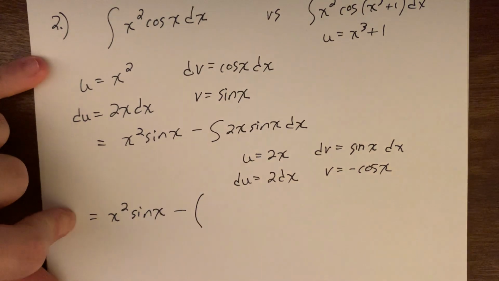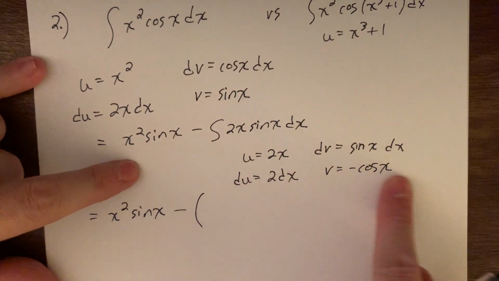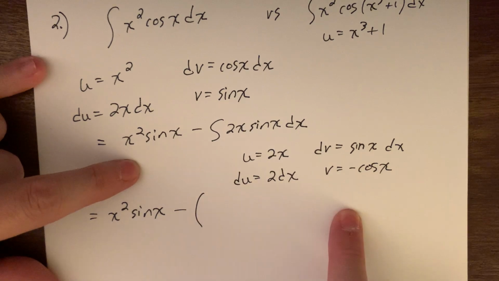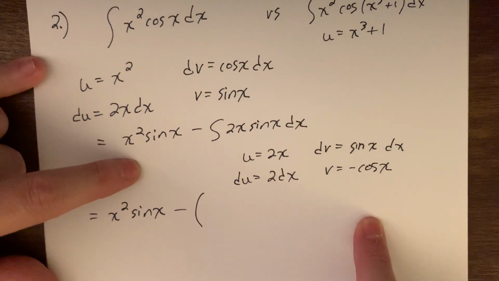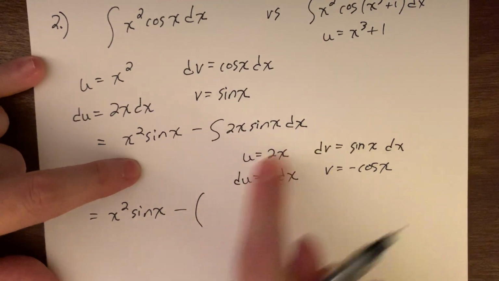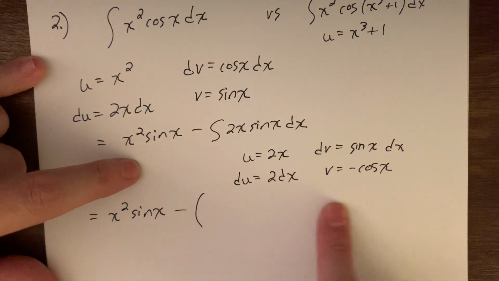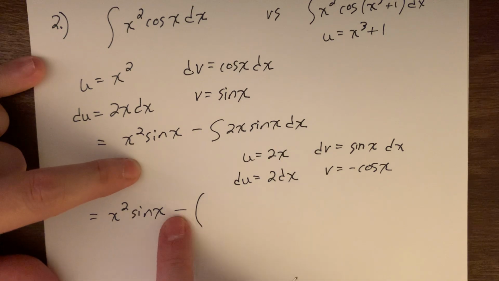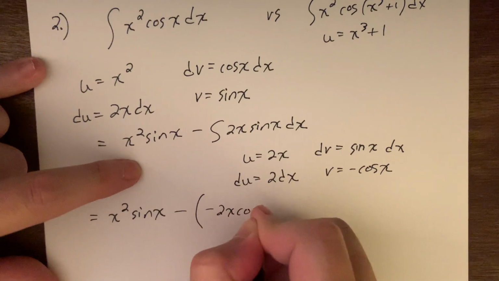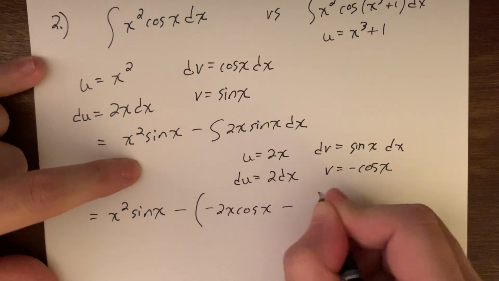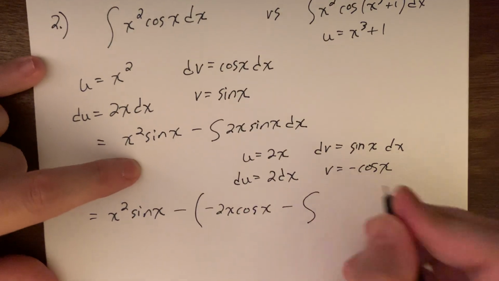Minus, big set of parentheses. Now I'm applying integration by parts here. But again, it's not just minus the uv, it's minus the whole formula. Minus this integral, so minus the uv minus integral v du. So minus u times v minus the integral v du.